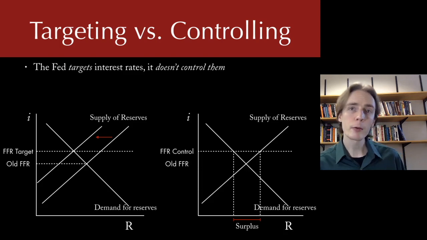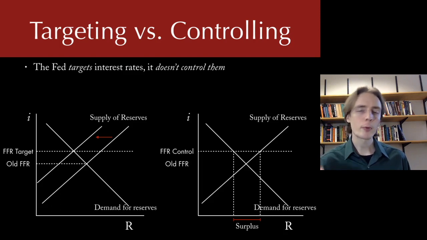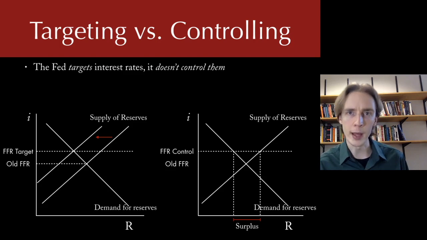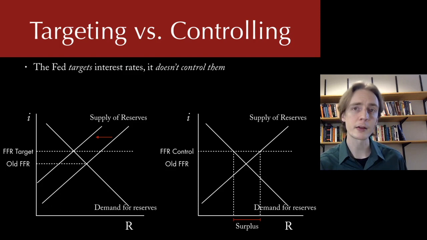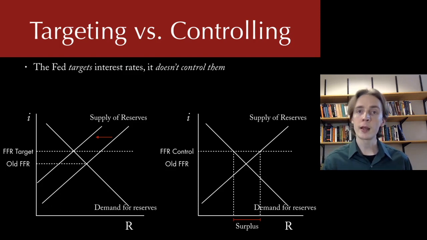On the other hand, this is what it would look like if the Fed were controlling rates. If the Fed were to say, this is the rate you have to borrow and lend at, regardless of the equilibrium, that's a price control. That's going to lead to a surplus or a shortage. And the Fed doesn't do that. The Fed doesn't want there to be a surplus or a shortage of reserves. Because it has control over the supply curve, it can cut the supply to raise rates or increase the supply to lower rates. So it's not a price control. We still have an equilibrium rate. We're not going to be in disequilibrium here.